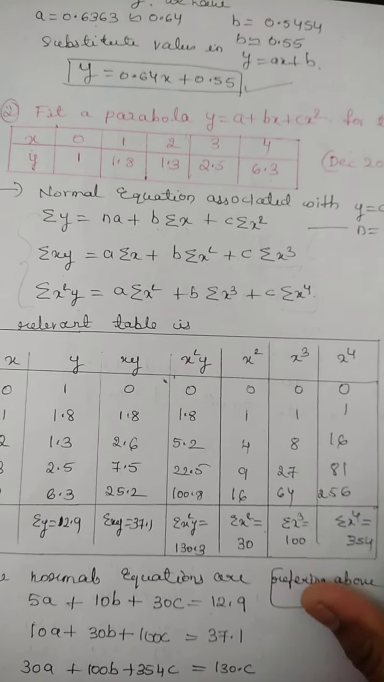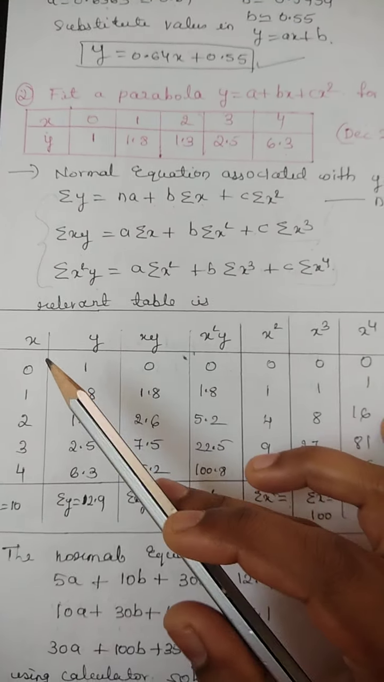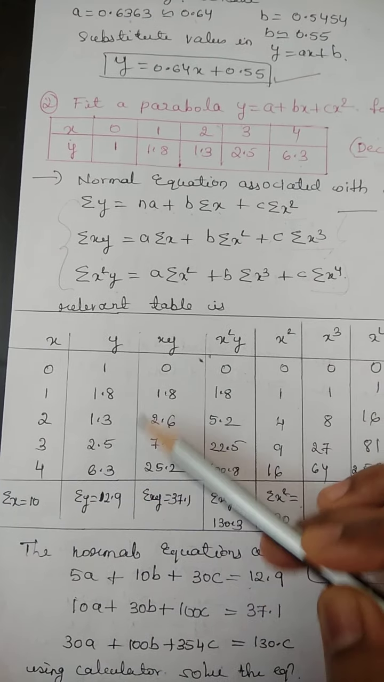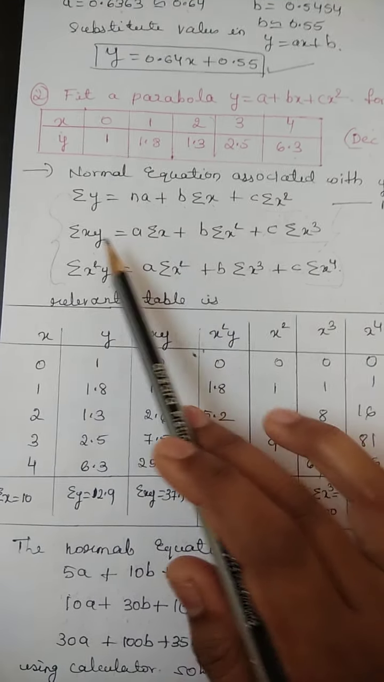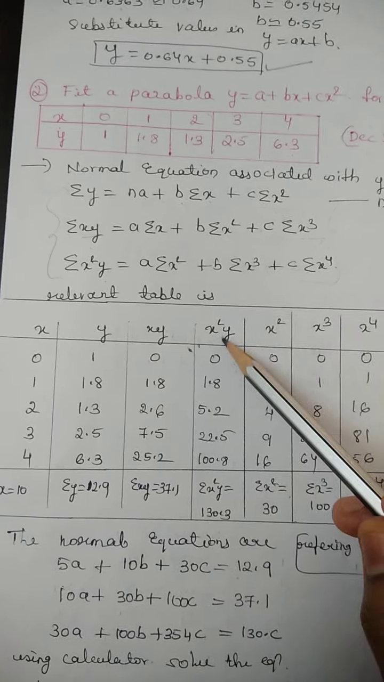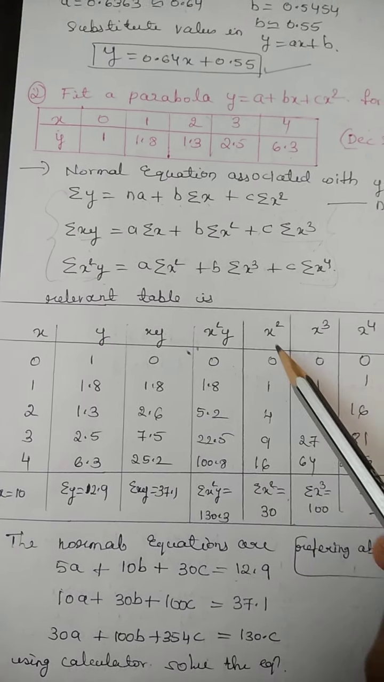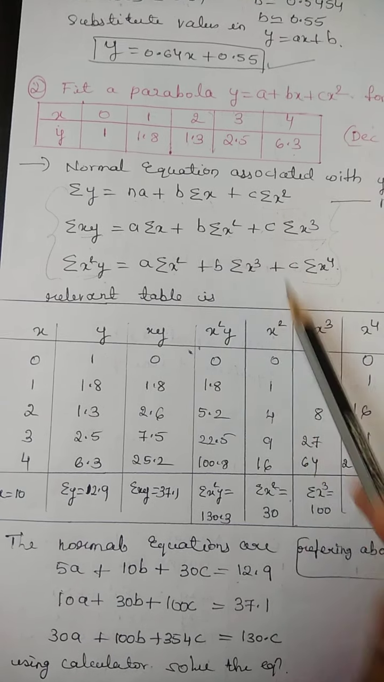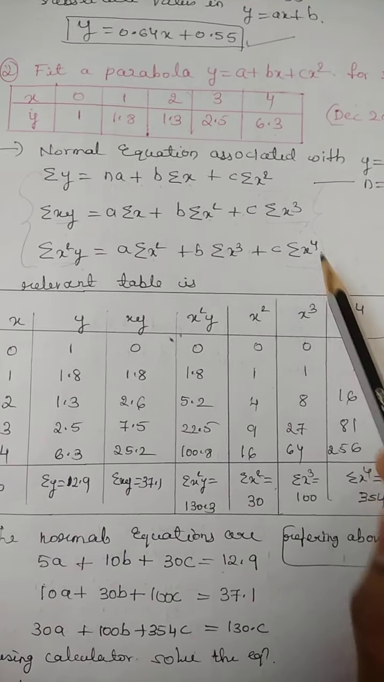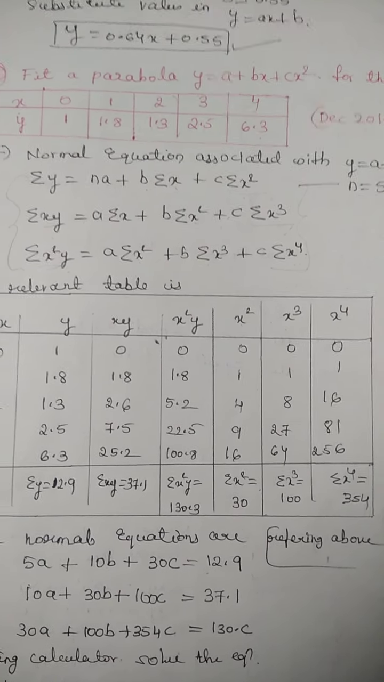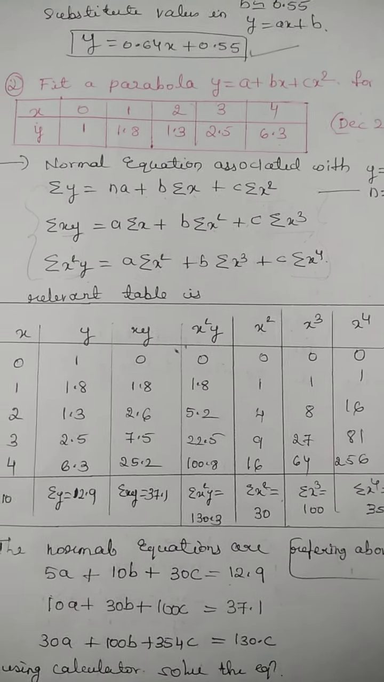Now we need to construct a table. First two columns are the x and y variables. Then the multiplication xy, then x²y also. Then the next columns will be x², then x³, then x⁴. This way we have to construct a table.